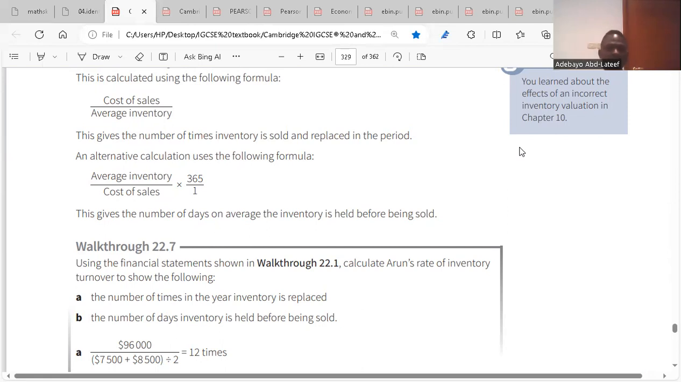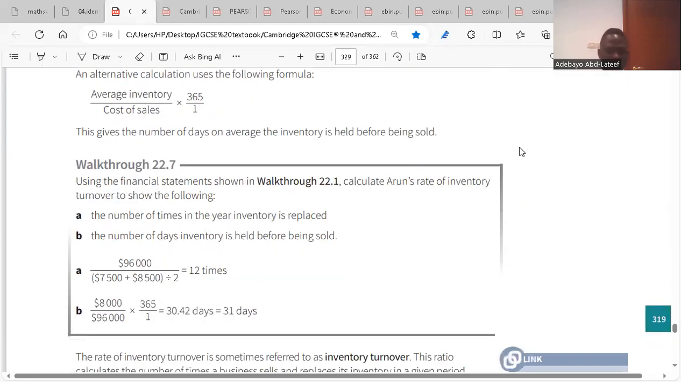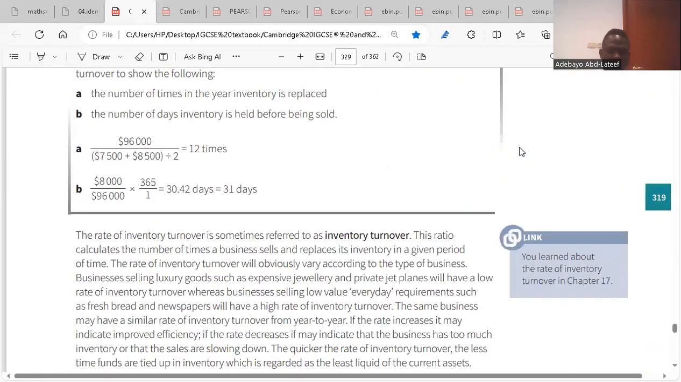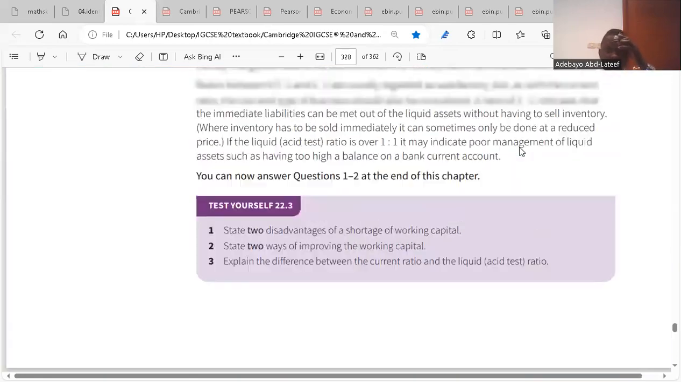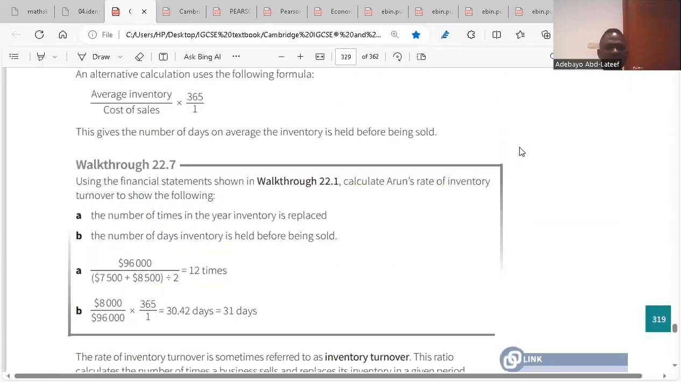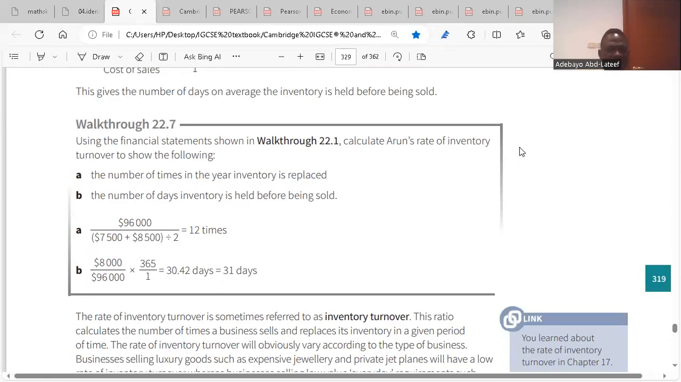So here, which question are they using? Where do they get this information from? Let's see, from the first one. Okay. So they said 96,000. That's cost of sales. Cost of sales divided by opening inventory plus closing inventory divided by 2. This was 12 times.